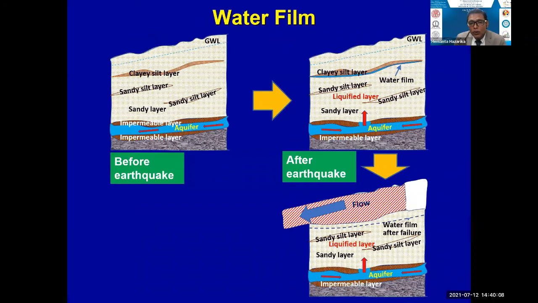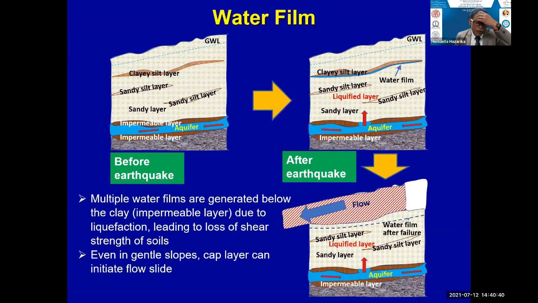So also from the water film point of view, we have many silty layers here. So we have sandy layers. So there is an aquifer here before the earthquake, and during the earthquake, the liquefied layer could not break this cap layer, and they formed a water film. And in addition to that, the aquifer water came up and led to this kind of large distance flow. This is another hypothesis. So maybe there are multiple water films which were formed below the clay layer due to liquefaction, leading to the loss of shear strength.